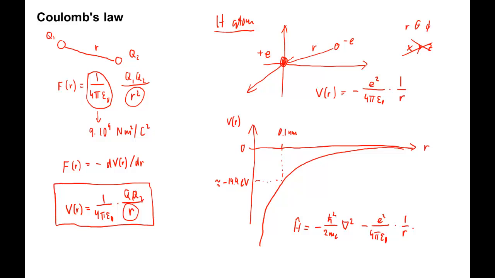In summary, the Coulomb potential depends on the inverse distance between two charged particles, and we use this potential for describing electrostatic interactions between nuclei and electrons in atoms, which are quantum objects.